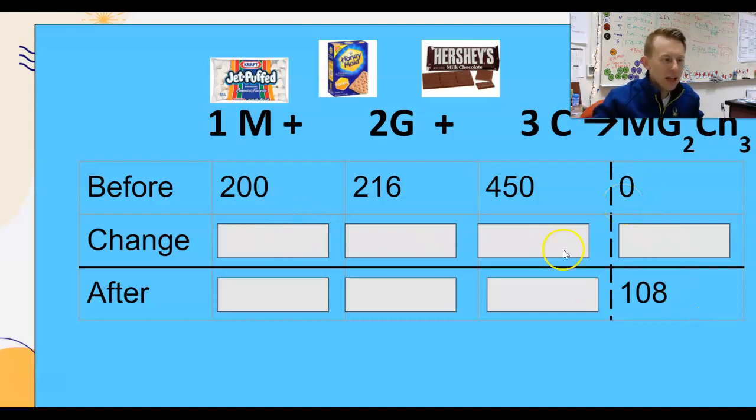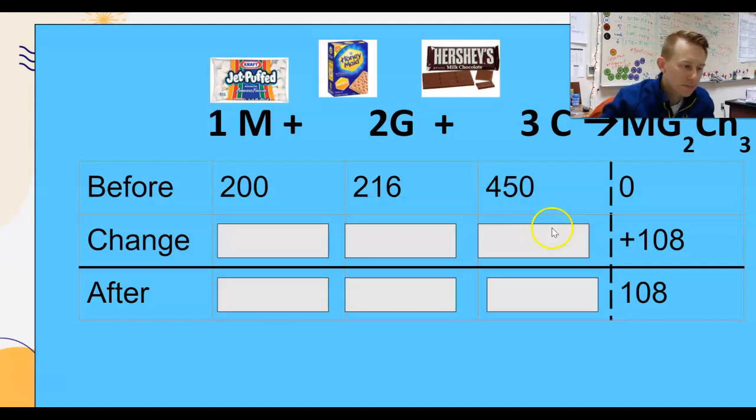And so then the change that has to be, in order to go from 0 to 108, I have to add 108 in the change row in order to get to 108. You'll notice for the change rows that there's always going to be pluses and minuses here, because that's what a change is, right? You're either adding or subtracting something.